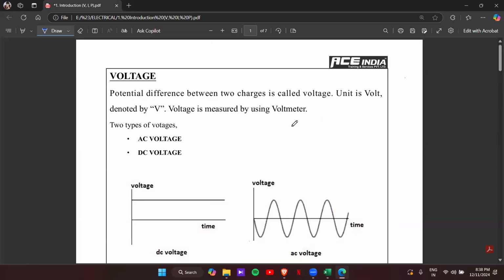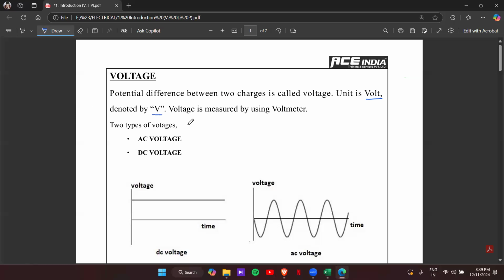Then next is the voltage. The definition goes like this: the potential difference between two charges is called voltage. In order to simplify, just term it the electrical pressure. I already mentioned that the flow of charges is called current, so there should be a pressure for the flow, right? So the potential difference between the charges is called voltage, and the unit of voltage is volt, and it is denoted by V.